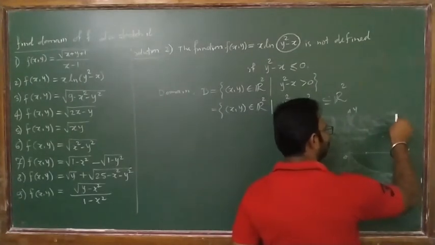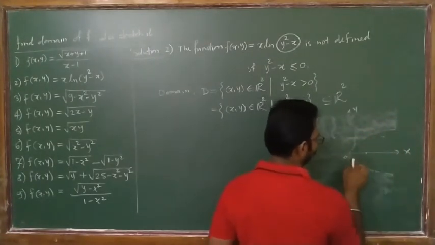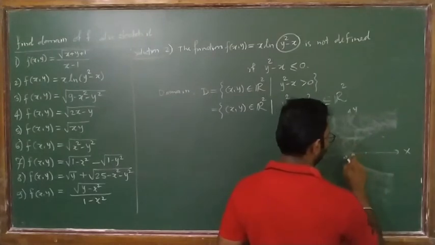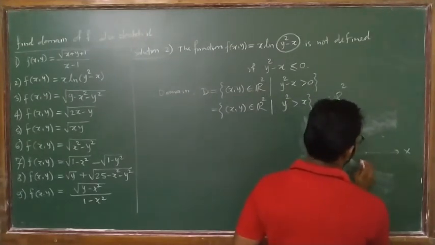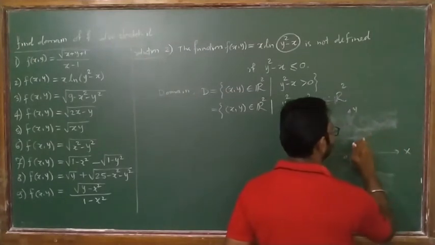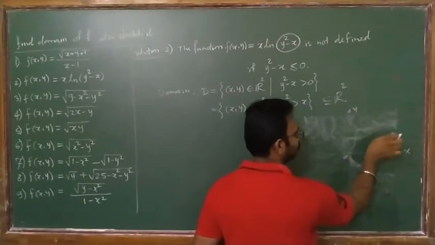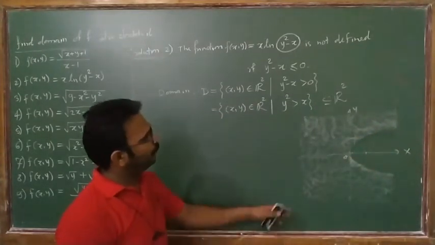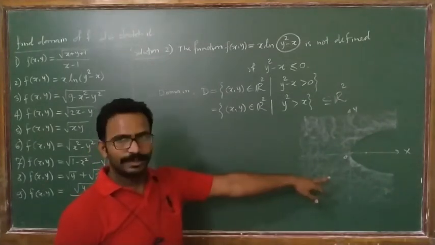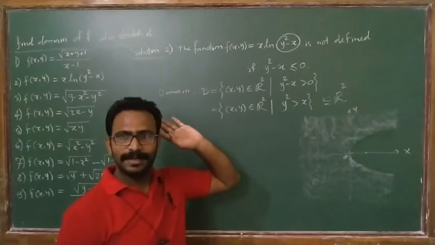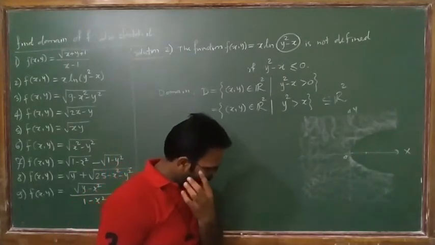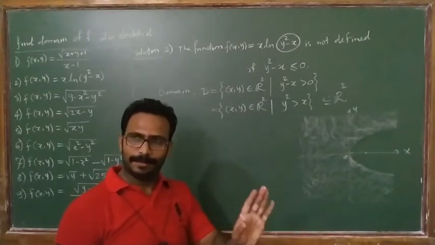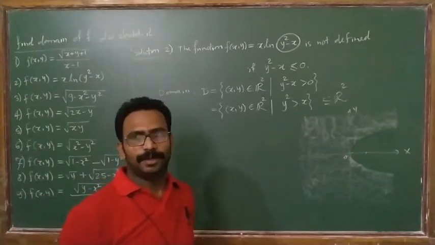The boundary should not be there, so I remove the boundary of this parabola. So this should be the region, the domain. These are the elements for which this function will be defined. So this part will be the domain of the function. We have to remove the points on the boundary of the parabola and the points that are enclosed in the parabola, x equal to y squared.